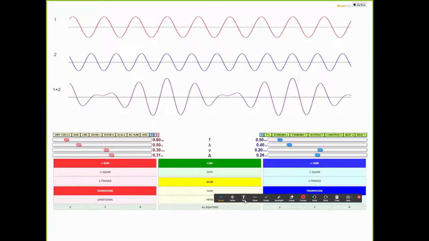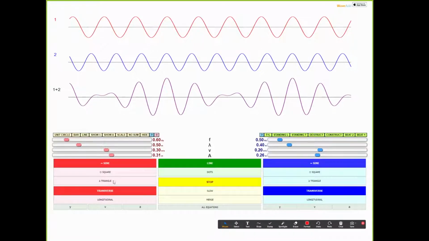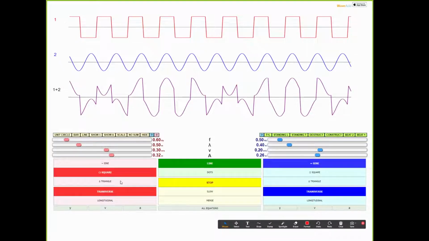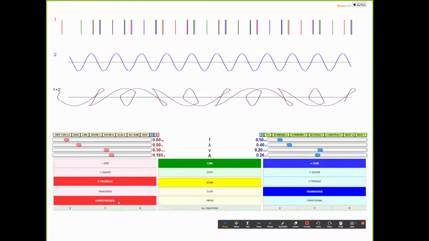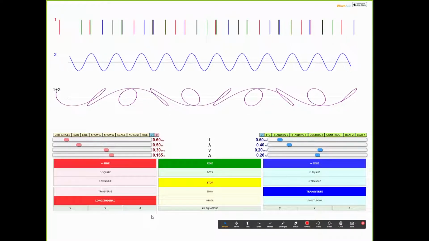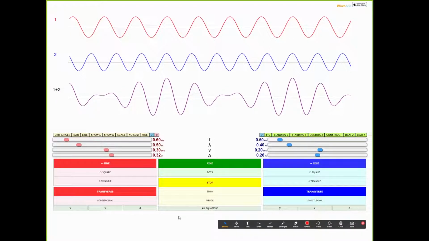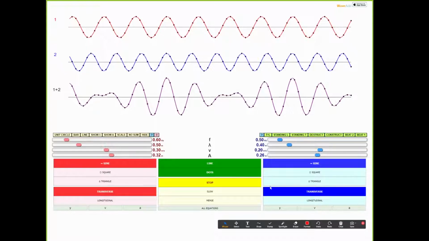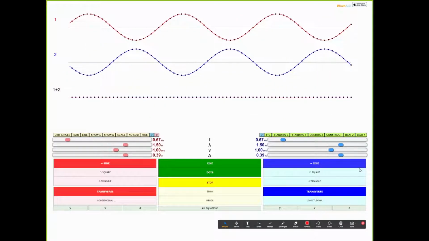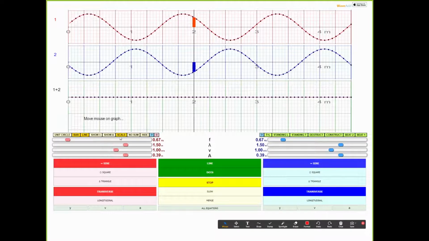All right, so there are some of these features that we're not going to play with right now, but perhaps you saw that you could do square waves, triangle waves, and longitudinal waves. We're going to focus on sine waves right now, and transverse sine waves at that. I'm going to set it up for the first problem on the worksheet. I'm going to turn on my dots, set it up for perfect destructive interference, and put in some references so that we have our XY coordinate axes and some other features to help us see what's happening.